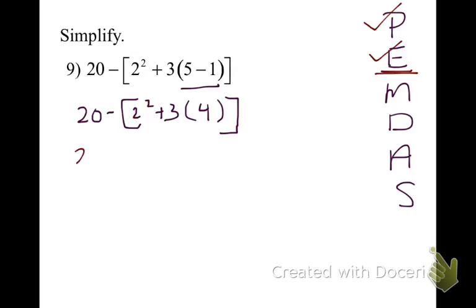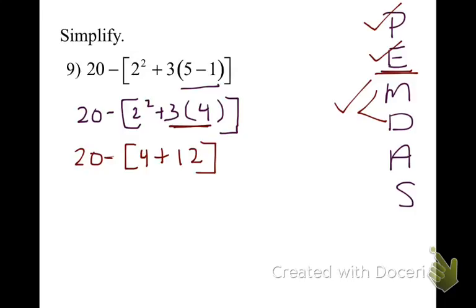So my 20 stays the same. My 2 squared becomes a 4 plus, now, do I have any multiplication division? Yes, I do. I have 3 times 4, which will give me 12. Now, I warned you ahead of time. If you forgot, it's okay.